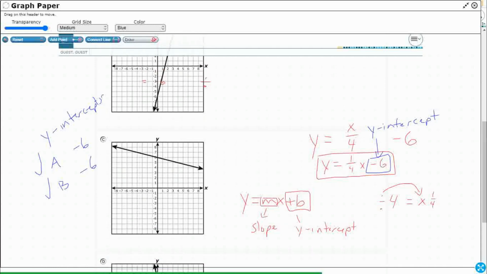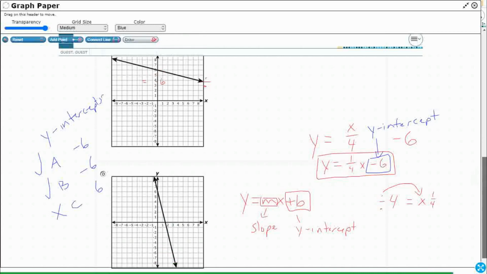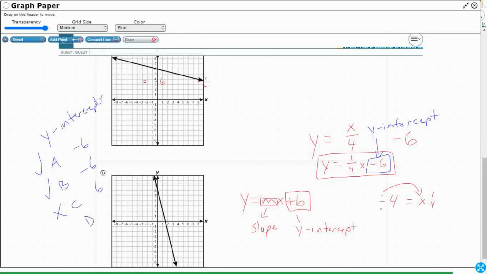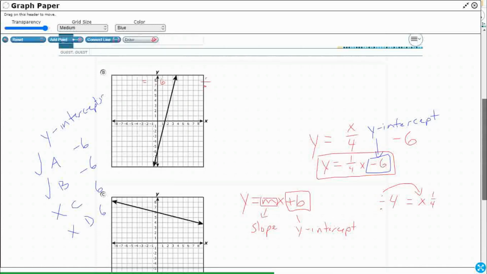Yeah, but look at C. It's up there at positive 6. So C is crossing it at positive 6, so I'm going to eliminate C. And then D as well, also positive 6. Okay. So it's just A or B, so that's good to know.